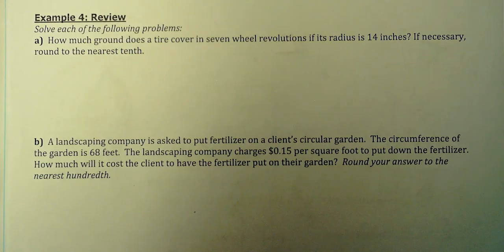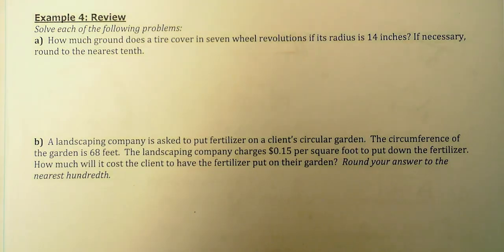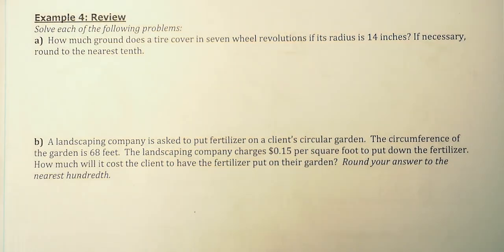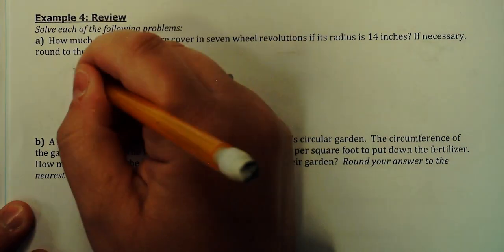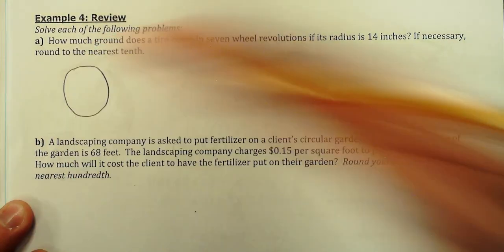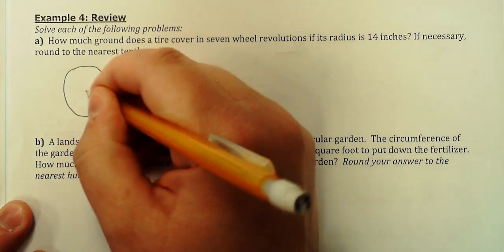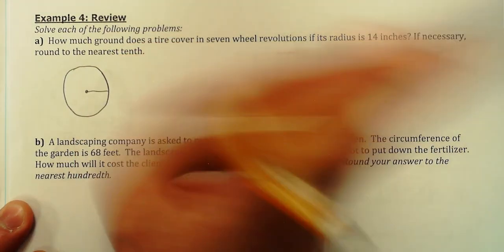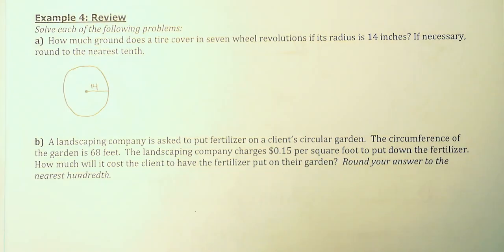Now, example 4 is actually going to be a throwback question to what we did the very first day, but it's a word problem, and so I'm going to walk you through it. It says, how much ground does the tire cover in 7 wheel revolutions? If its radius is 14 inches, if necessary, round to the nearest tenth. Okay, so pretend this is a wheel. That looks terrible. And the radius is 14.